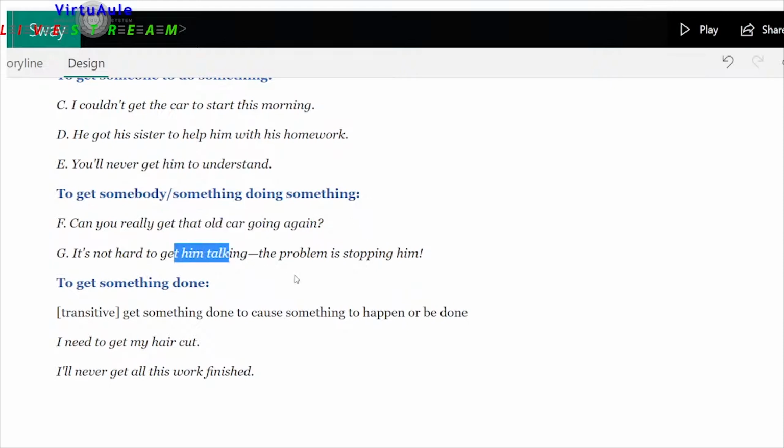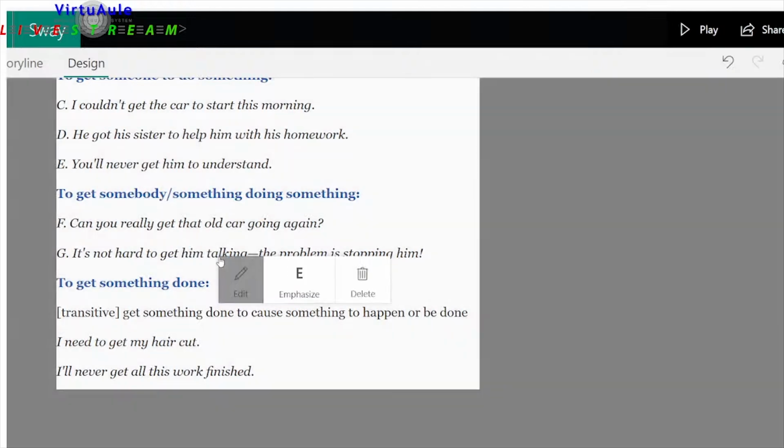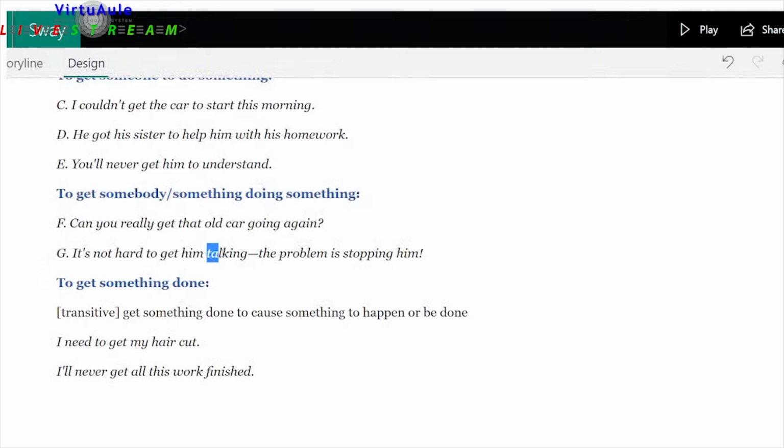It's not hard to get him talking. The problem is stopping him. Okay, so here you're concentrating more on the continuous nature of the verb, concentrating on the action of the verb.